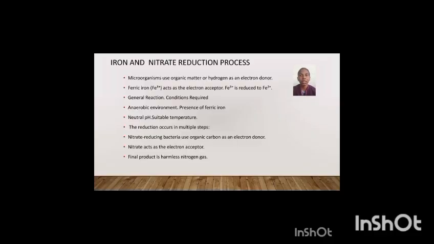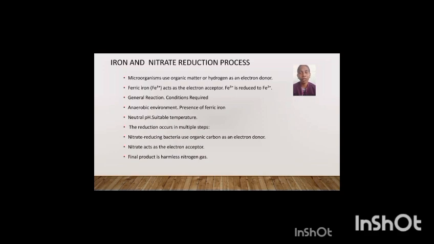The iron reduction process: microorganisms use organic matter or hydrogen as an electron donor, and ferric iron, Fe3+, acts as the electron acceptor. Fe3+ is reduced to Fe2+. Conditions required: anaerobic environment, presence of ferric iron, and neutral pH with suitable temperature. The reduction occurs in multiple steps.